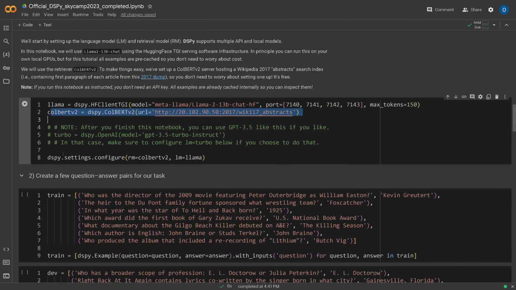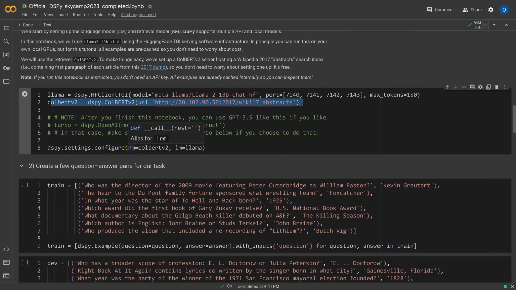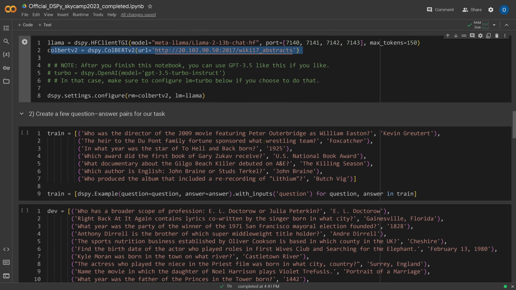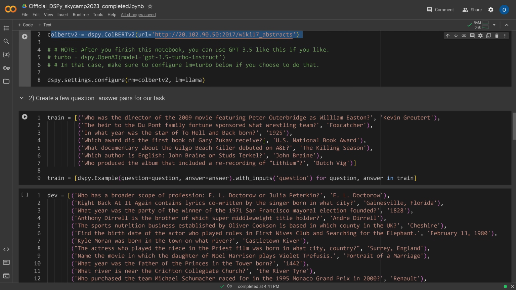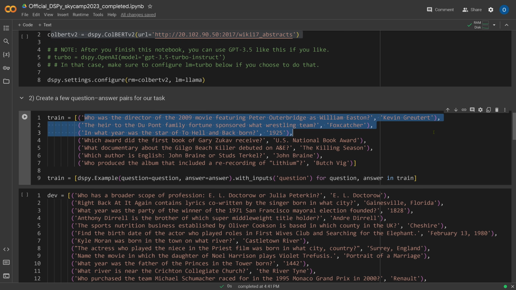And then we say, DSPy settings configure. Our retrieval model is ColBERT version 2, and our large language model is Llama 2. Beautiful. Now here, the training dataset. As I told you, we do not have a template structure in the background, but we have, let's say, a one-shot example, or a three-shot example, or a five-shot example, or in this case, a seven-shot example.